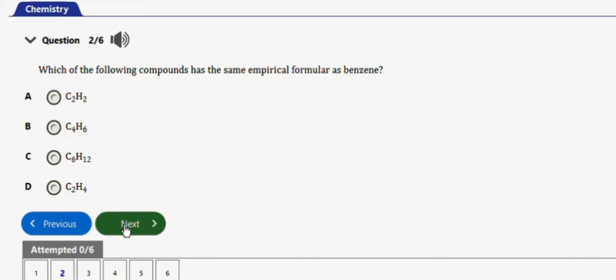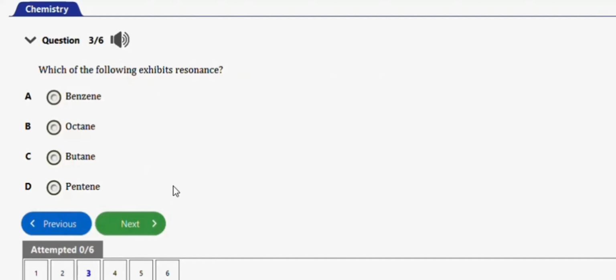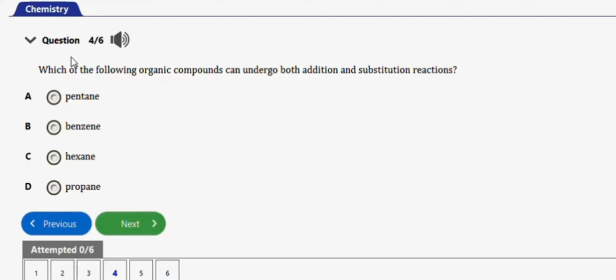The next question says which of the following is the base resonance? The answer is obvious, option A, benzene. That's the correct answer. The next question says which of the following organic compounds can undergo both addition and substitution reactions? It's still benzene, guys, option B.